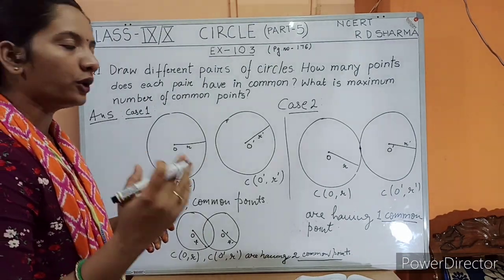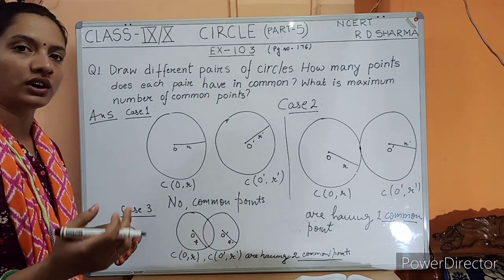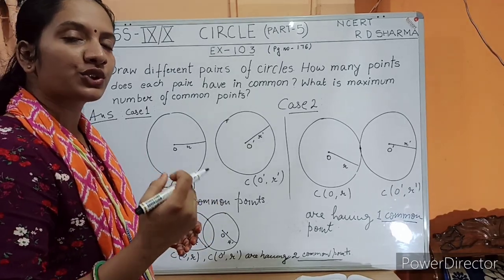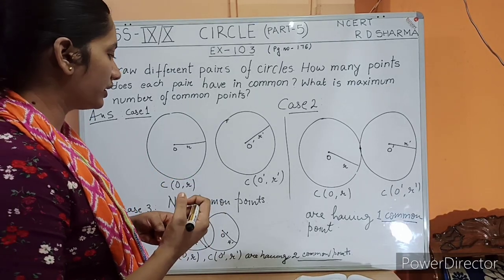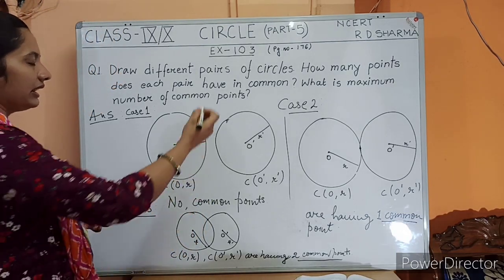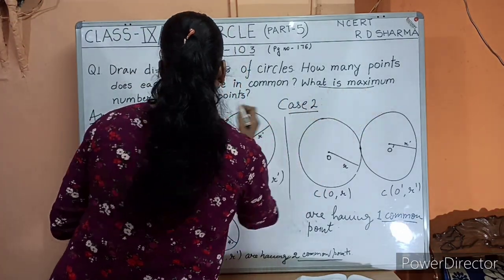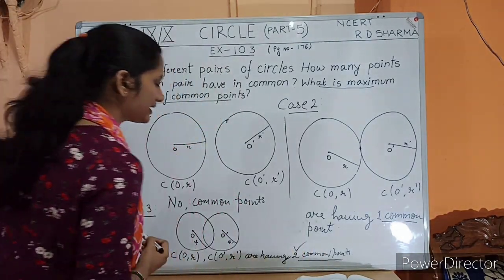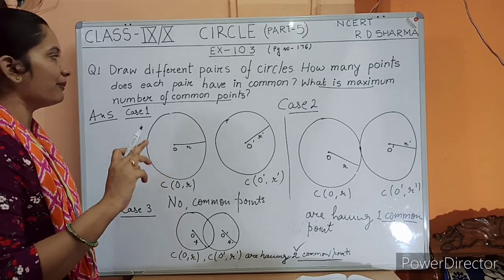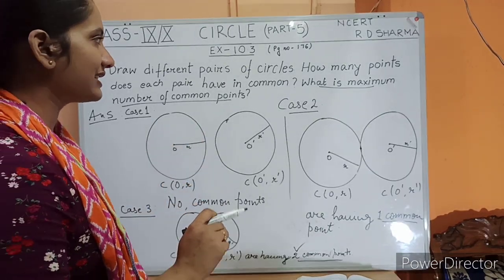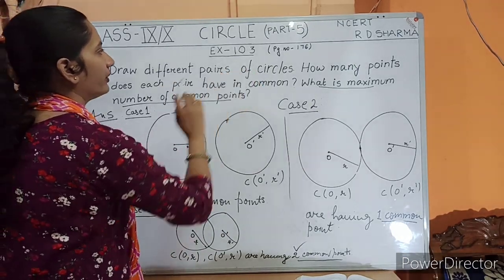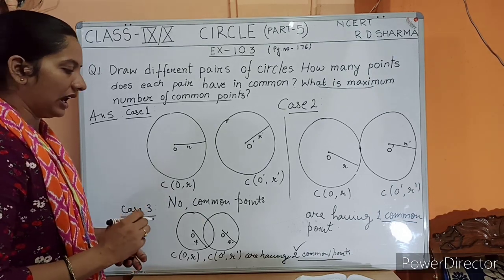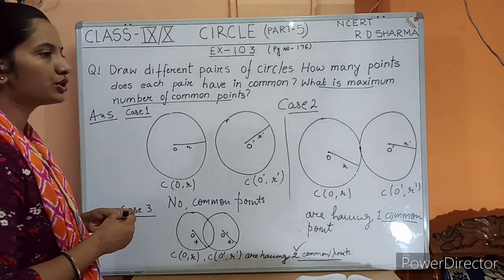So is there any more pair of circles possible? What do you think? Where will you get more than two common points? I don't think we will get that. So the answer of this part, what is the maximum number of common points, would be this itself. Means 2 is the maximum number of common points that can be found in a pair of circles. That's all. Now let us see the question number 2.